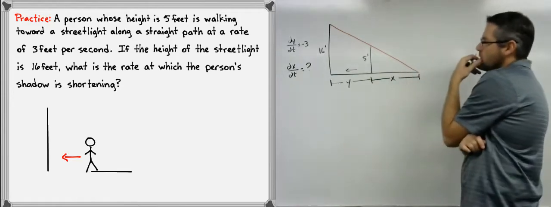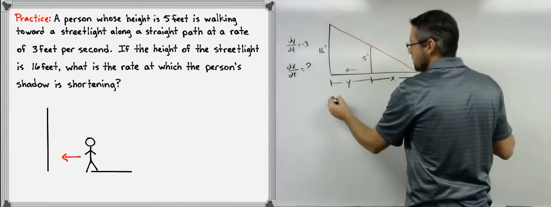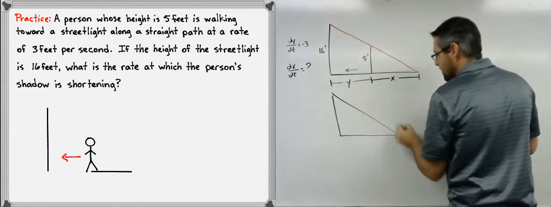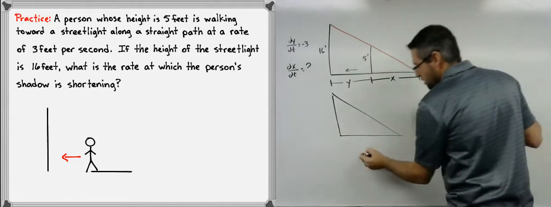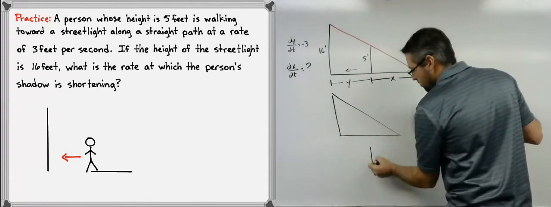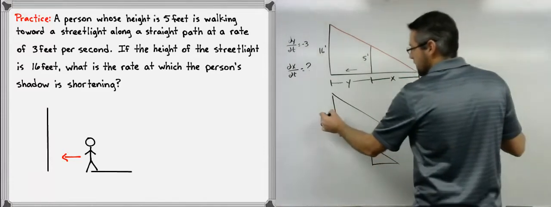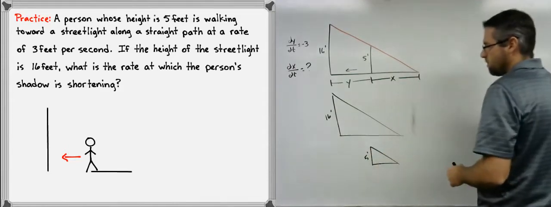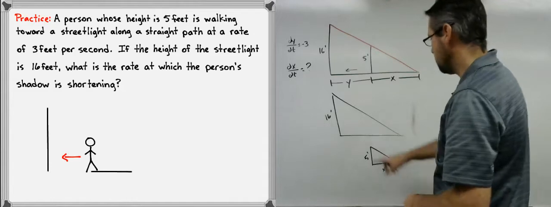Well, what kind of equation do we have? We should recognize that this is similar triangles. We have one really big triangle here, and then we have the smaller triangle. I'm just going to draw it. Maybe I should draw it underneath it. The person's triangle, right? And let's plug numbers in there. That's 16 feet. This is 5 feet, so those go together. This is x feet. What is this length?